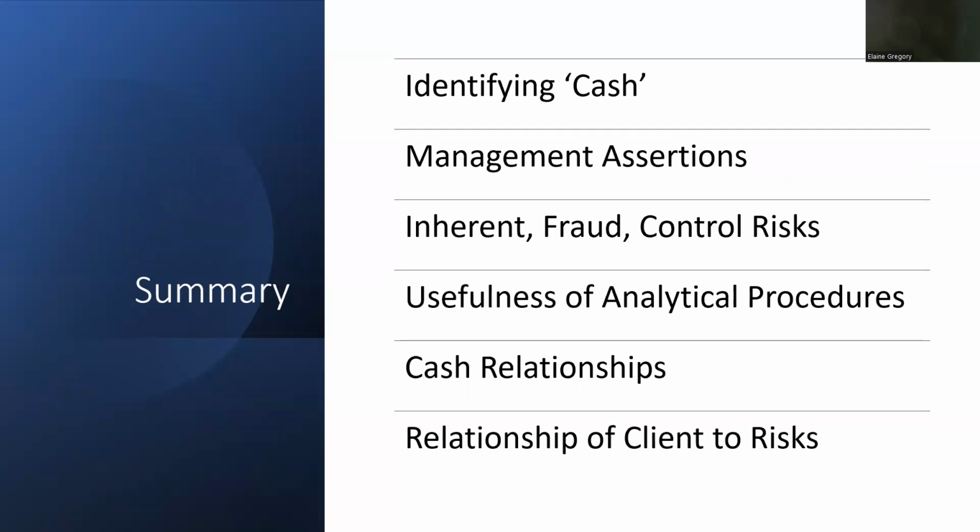Quick summary. We identified what cash was. We looked at management's assertions. We looked at the inherent fraud and control risks regarding cash. We looked at the fact that analytical procedures may not be so useful when it comes to looking at cash. We want to look at the expected as well as what could be unexpected in the relationships of cash to other activities going on in the business. And finally, what is the relationship of your client to risks?